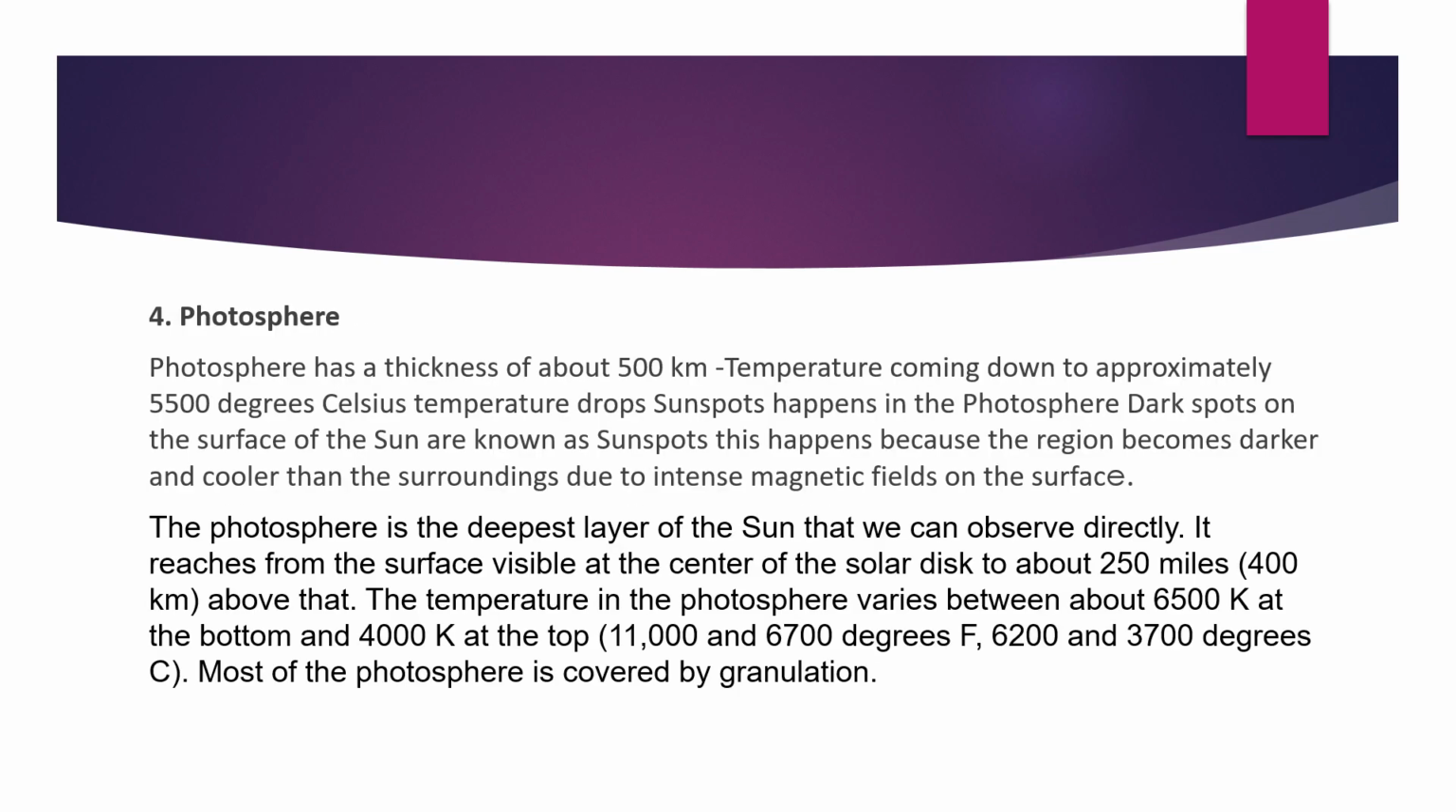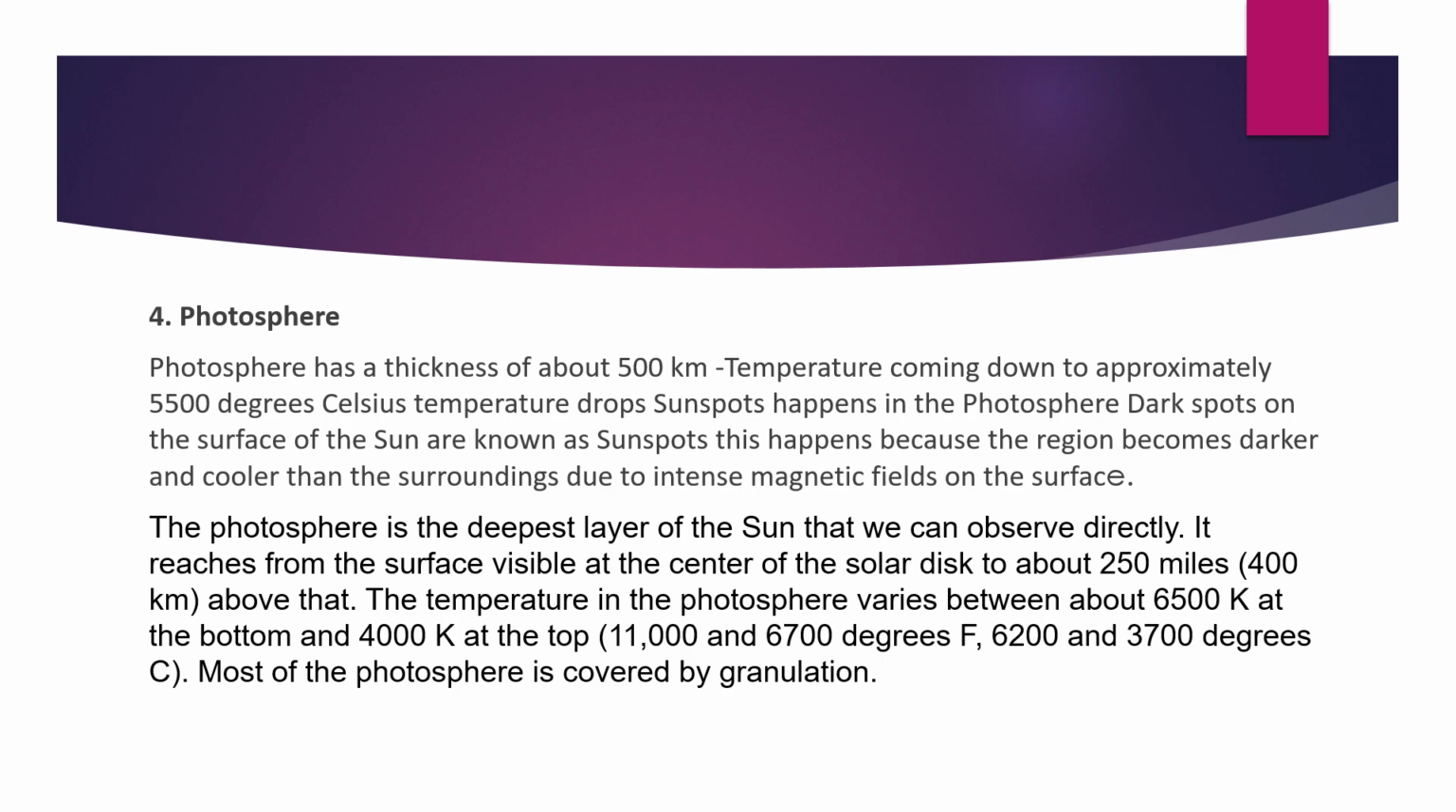The fourth layer is the photosphere. The photosphere has a thickness of about 500 km, with the temperature coming down to approximately 5500 degrees Celsius. Sunspots happen in the photosphere. Dark spots on the surface of the sun are known as sunspots. This happens because the region becomes darker and cooler than the surroundings due to intense magnetic fields on the surface. The photosphere is the deepest layer of the sun that we can observe directly.